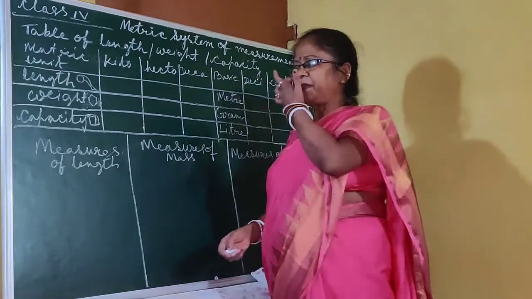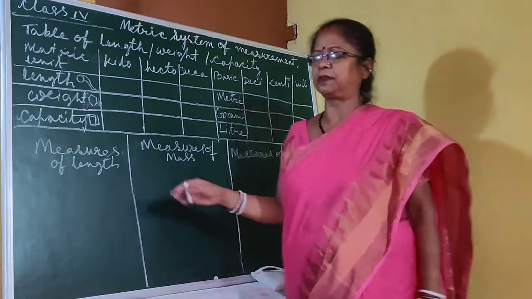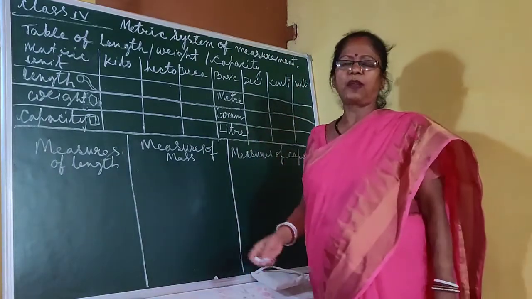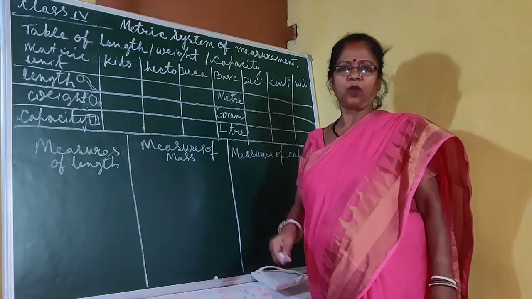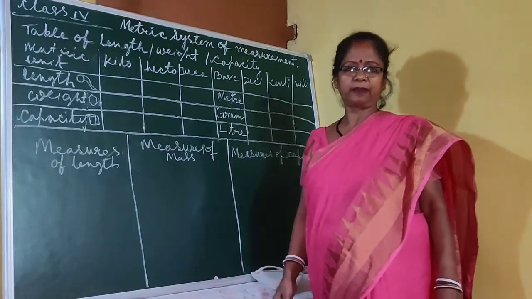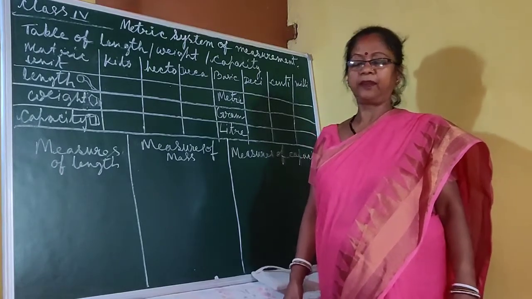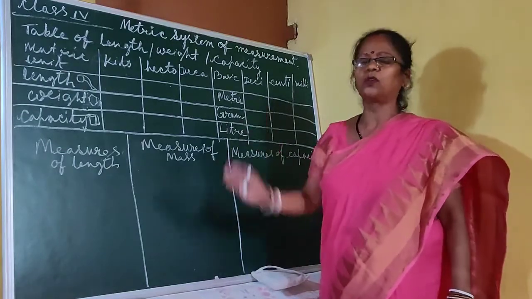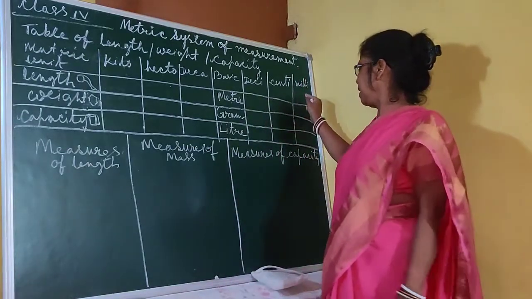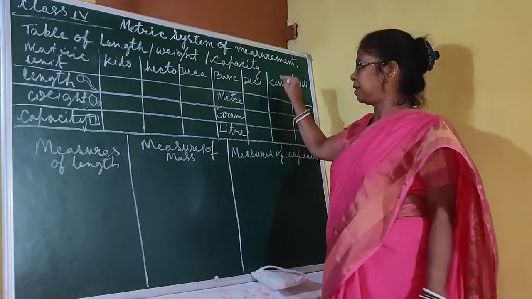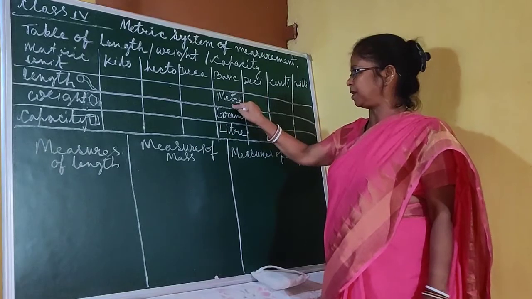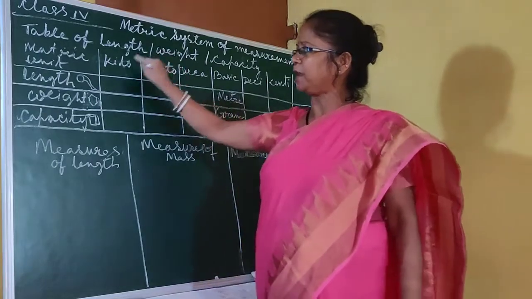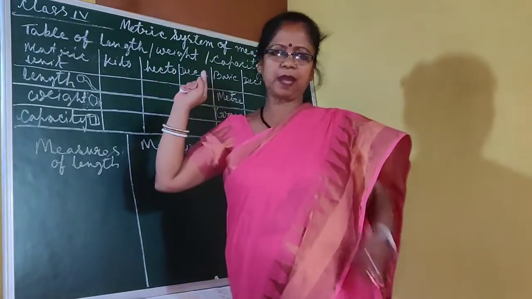Then, without saying the table, just by saying this line, you can write the tables yourself. That means like 1 times 10 is 10, 10 into 10 is 100, 100 into 10 is 1000, 1000 into 10 is 10,000, same way. Here also it goes on 10 times. That means 10 millimeter is 1 centimeter, 10 centimeter is 1 decimeter, 10 decimeter is 1 meter, 10 meter is 1 decameter, 10 decameter is 1 hectometer, 10 hectometer is 1 kilometer. That's all. Kilometer is the highest unit.